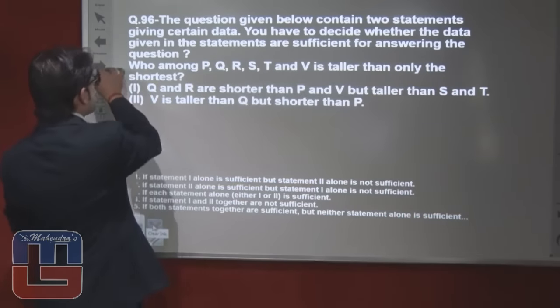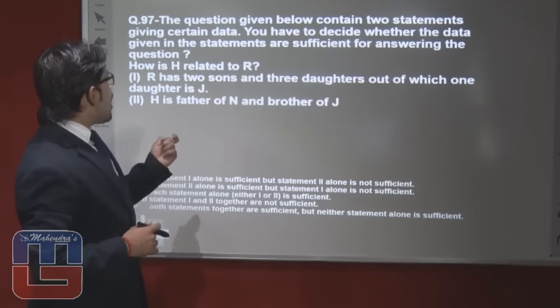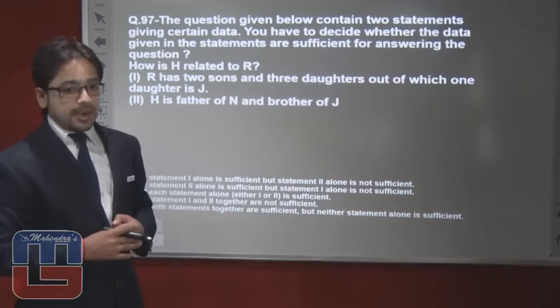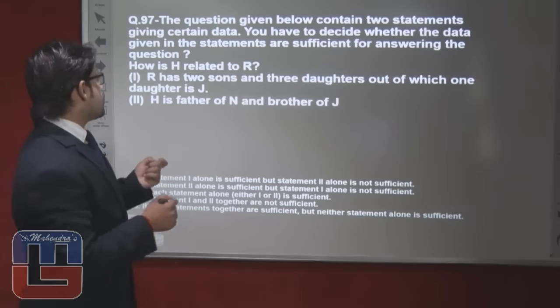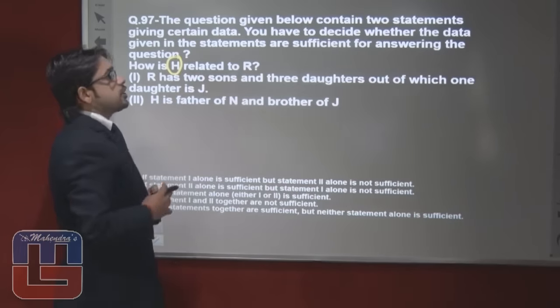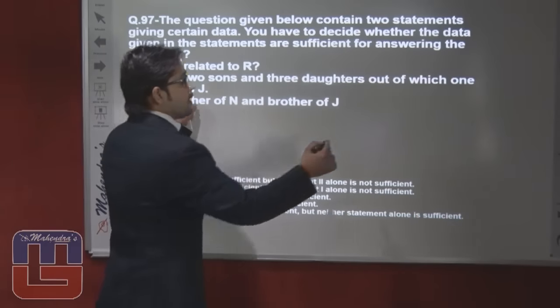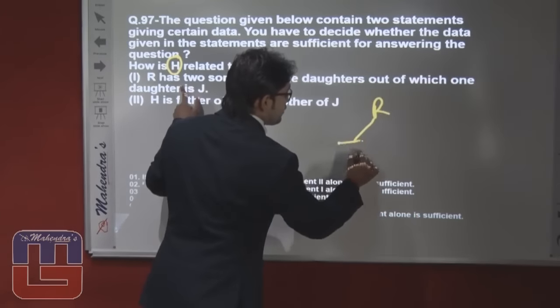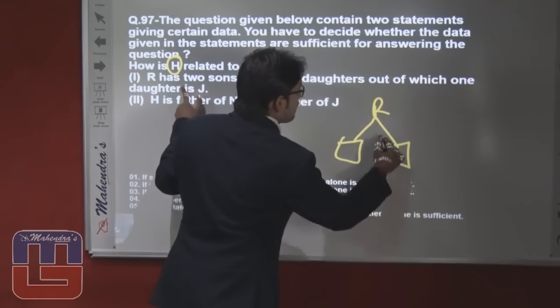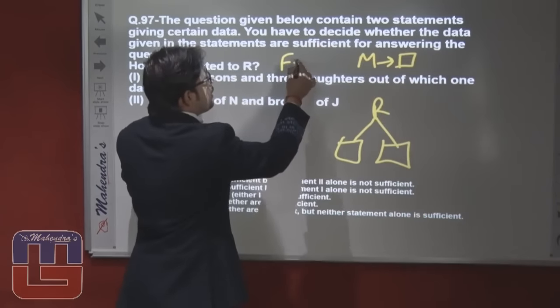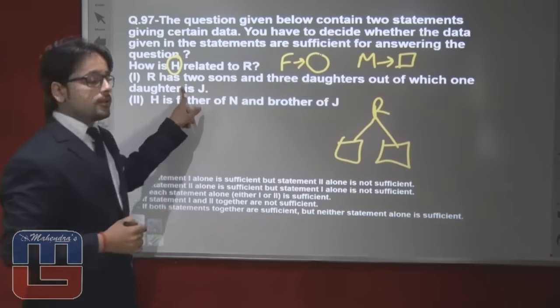Let's move on towards the next question, that is: how is H related to R? This question is based on blood relation. The examiner wants to know the relation of H to R. First statement is saying R has two sons. If any male is there, we indicate male with a square box. If any female is there, we indicate female with a circle.